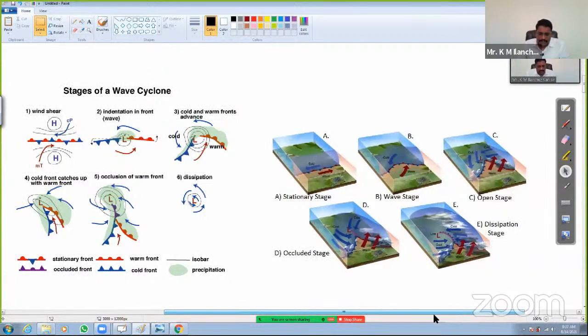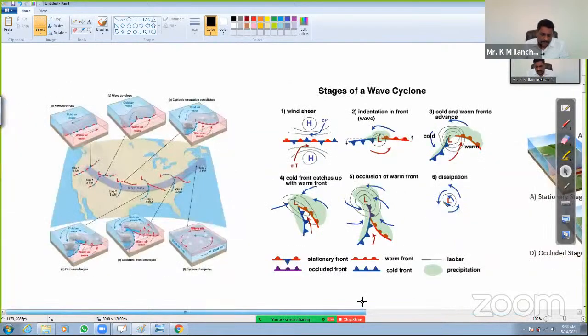See, for example, the last stage, normally you call them as what? Stage of dissipation. Tropical cyclone also we have seen this stage of dissipation. The stage of dissipation you have to remember, correct? Just before the stage of dissipation, you have the stage of occlusion. Occlusion is the immediate step that comes before dissipation. These two last stages you have to remember: occlusion followed by dissipation.